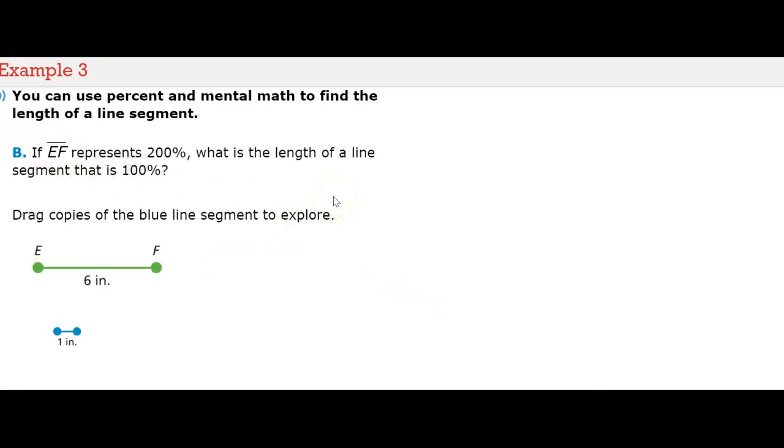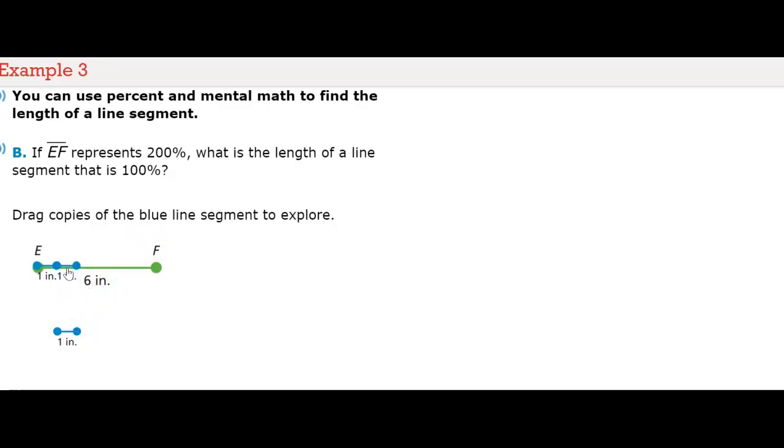Part B. If length of segment EF represents 200%, what is the length of a line segment that is 100%? Once again, we would drag a copy of the EF line, the 1-inch segment, and line segment EF represents 200%, but they want to know what is the length at 100%.